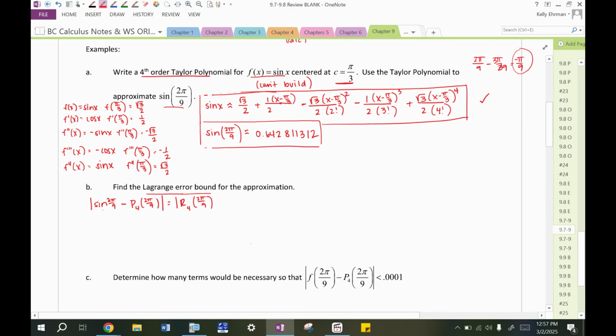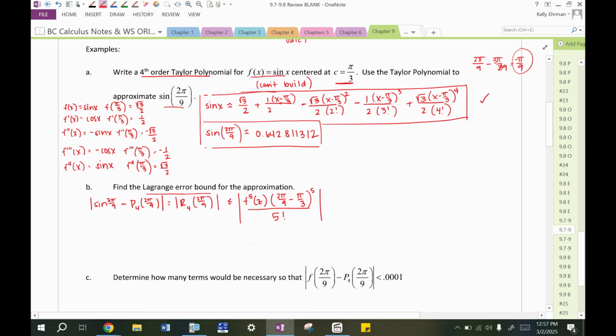By the way, I'm writing all of this out. This is not required, but you're going to see this notation on the AP test, so I just want you to be familiar with it. Okay, and that is less than or equal to, now we have an n here, so make this the fifth derivative at some z value. It's going to be a maximum that we find, times x minus c, so 2 pi over 9 minus c, which is pi over 3, to the fifth, over 5 factorial.